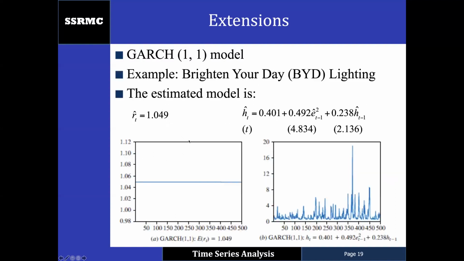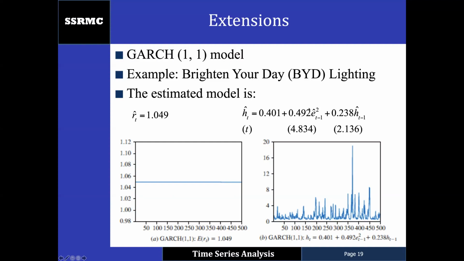Now let's use this Brighten Your Day lighting company's stock price to illustrate how to estimate a GARCH model. Once again, we assume the return average is constant. It doesn't change over time in theory, but you do have shocks. So the mean is the same, 1.049. But now look at this equation. That's the stochastic process to generate h_t, this time series.